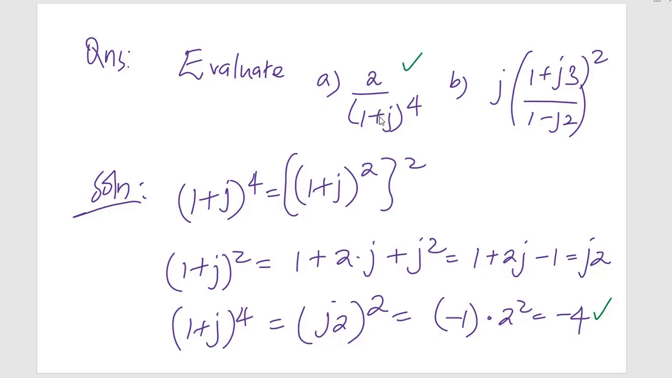Hello everyone. In this discussion, we are going to have two questions on complex numbers. Evaluate part A, 2 out of (1 + j) to the power 4. Then part B says j(1 + j3) out of (1 − j2) squared. Now let us solve part A.